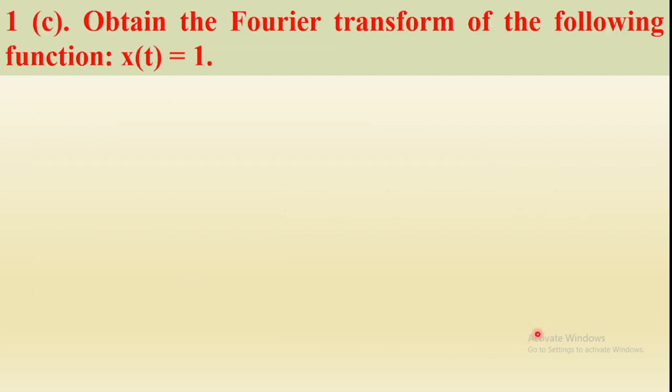Question number 1c: obtain the Fourier transform of the following function, that is, x of t is equal to 1.